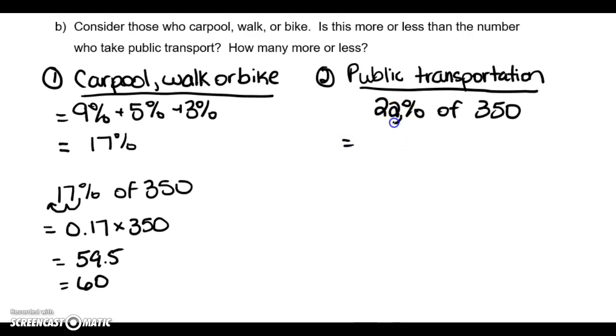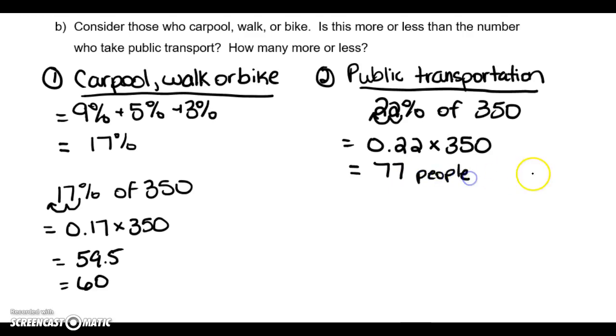So let's first turn that percentage into a decimal by moving your decimal 2 times to the left, or dividing by 100. So we should get 0.22, and we're going to multiply that by the number of people, which is 350. Put that into your calculator, and we should get exactly 77 people. And now we can use this information to actually answer the question.